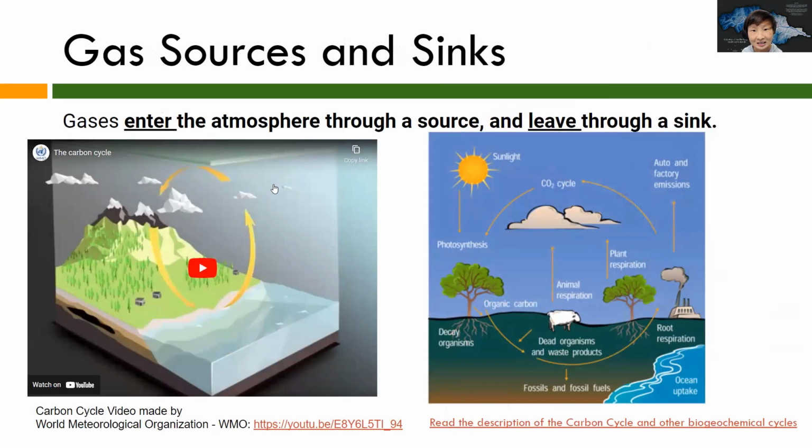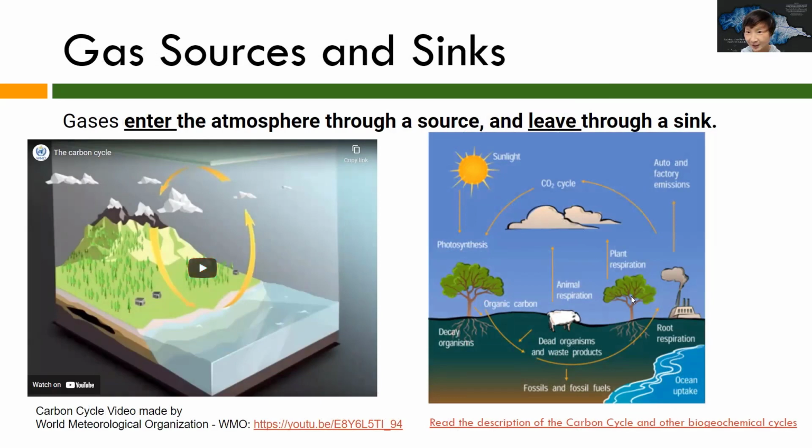Those gases in our atmosphere don't just stay there forever. They're in a dynamic mode. Through the flow of matter, the gases link all the spheres together, the 4 spheres in our Earth system: atmosphere, hydrosphere, lithosphere, and biosphere.